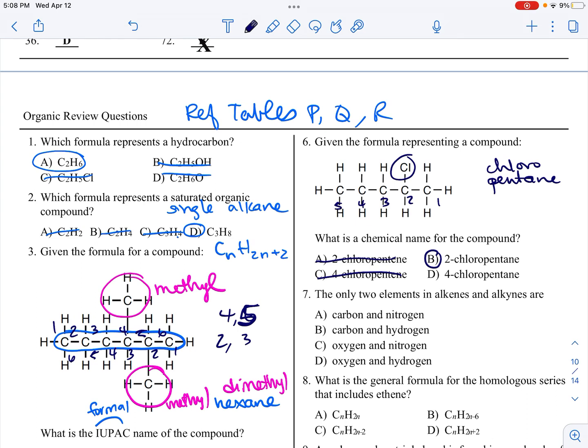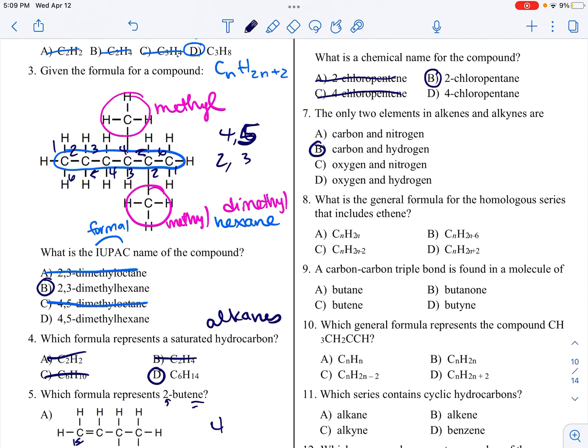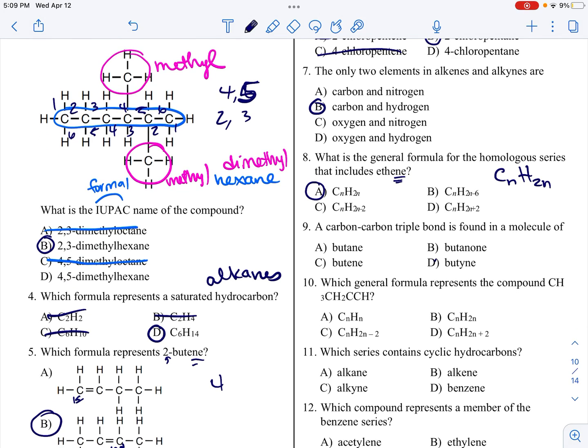So off the second. The only 2 elements in alkenes and alkynes are carbon and hydrogen, hydrocarbons. Ethene would be 2 carbons, but ene is double bond, which is an alkene, which is CnH2n. So choice A. A triple bond is found in a butene. There you go. Which general formula represents the compound CH3CH2CCH?